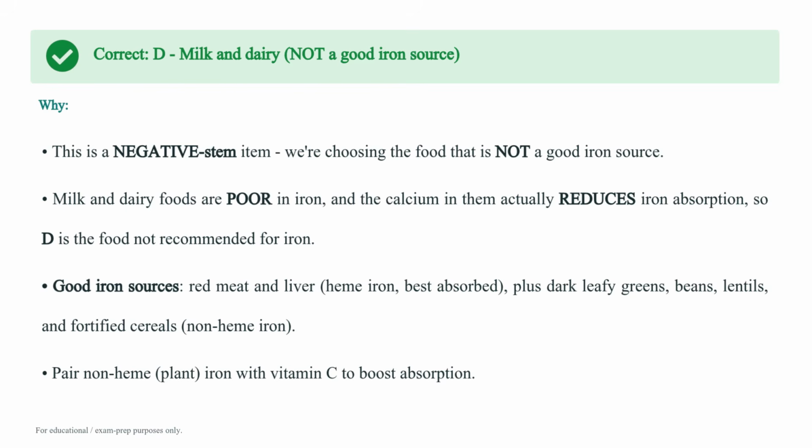Good iron sources are red meat and liver, which contain heme iron that's best absorbed, plus dark leafy greens, beans, lentils, and fortified cereals, which contain non-heme iron. Pair plant non-heme iron with vitamin C to boost absorption.